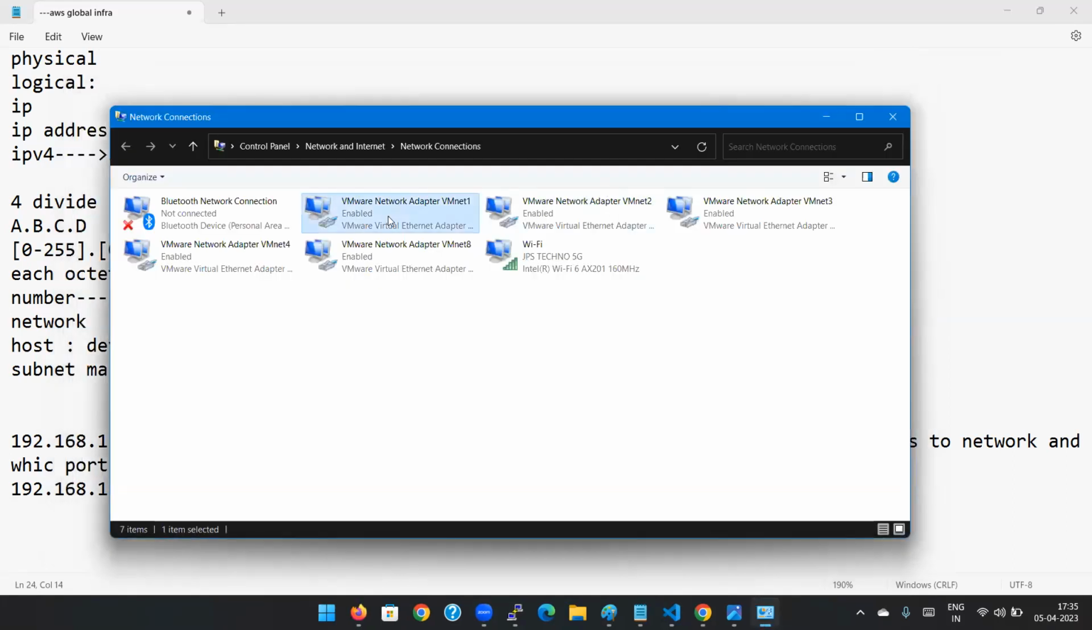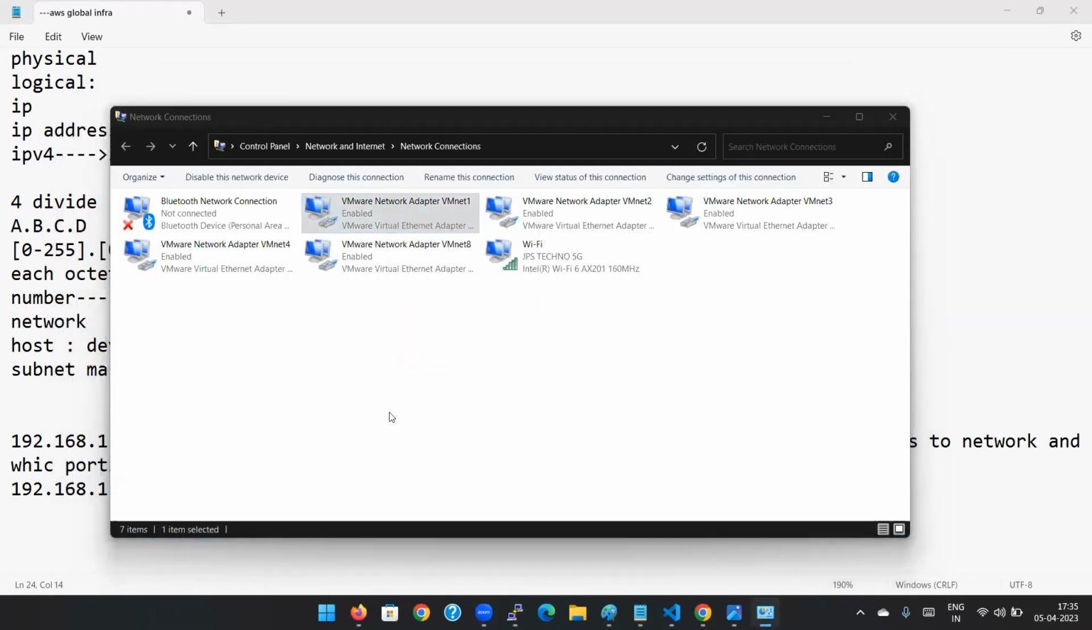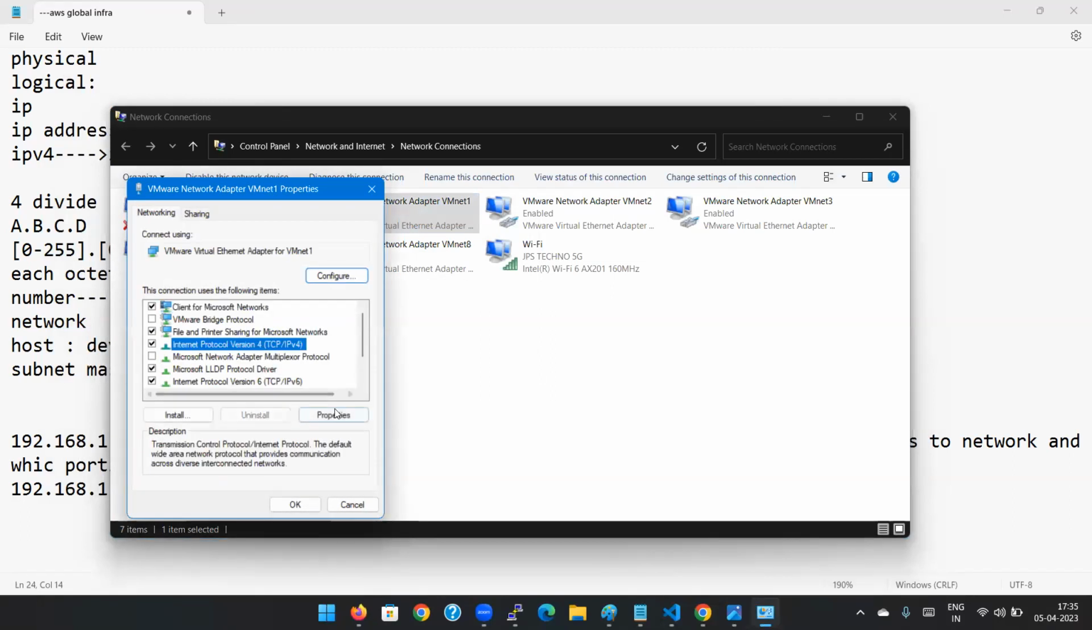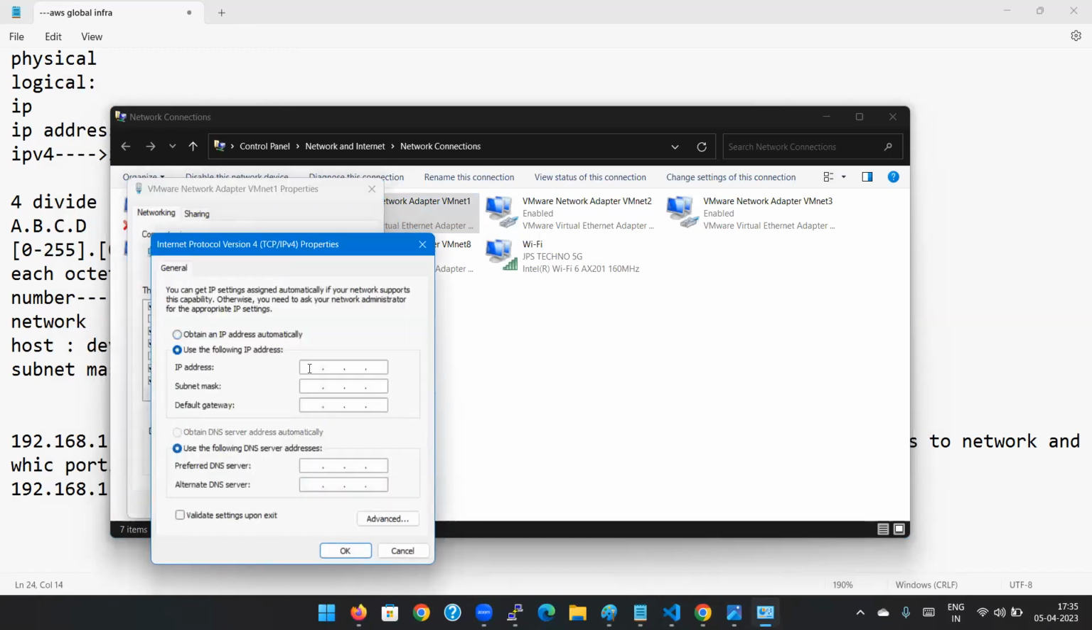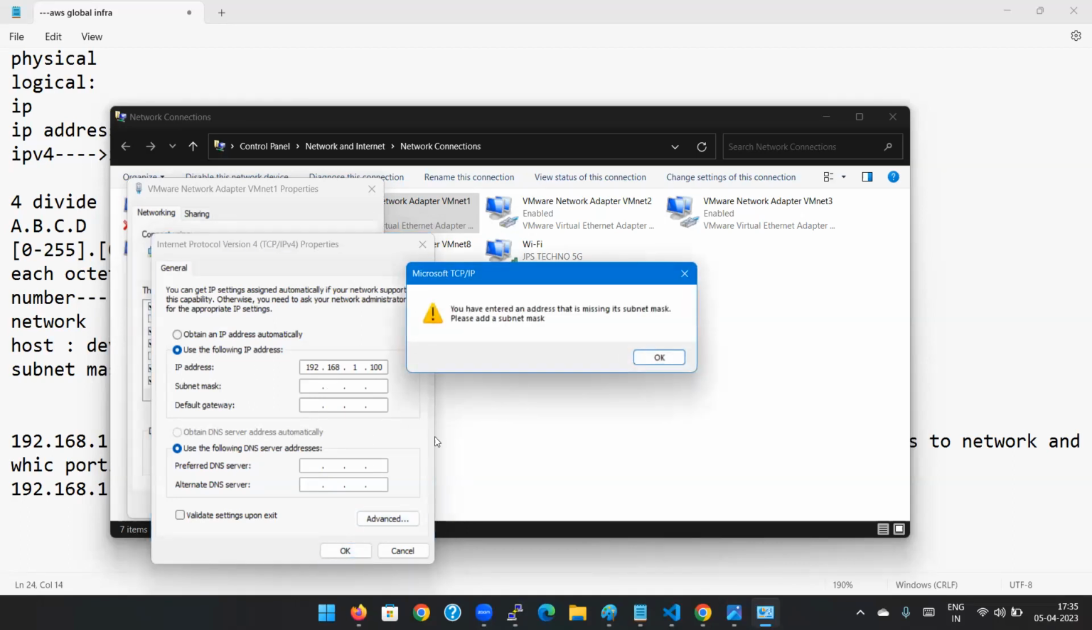Let me show you that. We go to properties. In the properties, use the following IP, that is 192.168.1.100. And you see here, automatically the subnet mask comes. But if I remove this subnet mask and click OK, it says you have entered an address that is missing its subnet mask, please add a subnet mask. That much important is the subnet mask. If you don't give the subnet mask, your computer will not accept your IP address.